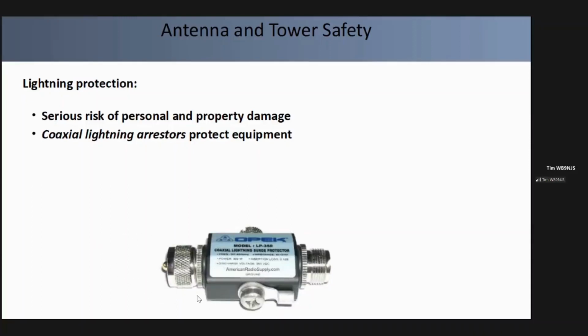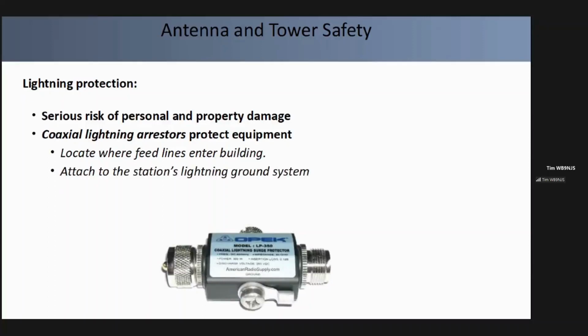They protect equipment, and where they should be located is one of the questions: they should be located where feed lines enter the building. So this would be outside your shack, where the coax or feed lines enter the building. And those should be attached to the station's lightning ground system. That ground lug that I showed you here at the bottom should have a heavy gauge wire attached to the station's lightning ground system. And that lightning ground system should be as close as possible to the station equipment.